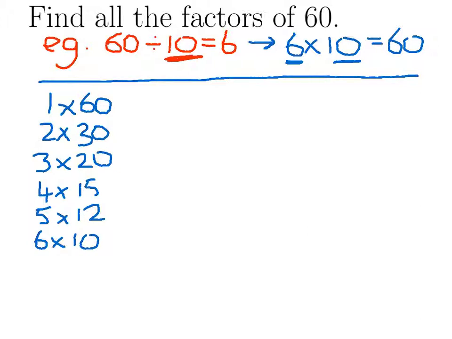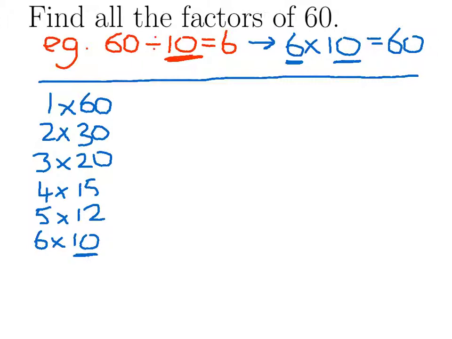And then we hit 7, and 7 doesn't work. And the reason it doesn't is because 60 is not in the 7 times table. So there's not going to be a way of doing 7 times something to get 60. And the same thing happens with 8, and the same thing happens with 9. And then finally you hit 10, but we've already got that one there on the right hand side.